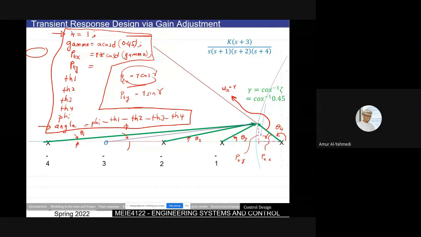هذه أسهل من المسألة السابقة، صح فيها ثيتاز أكثر، angles أكثر، لكن لأن البولز والزيروز are on the real axis, the calculation is easier. Just remember that this point is 1, yeah? This is 1, this is 2, this is 3, and this is 4.